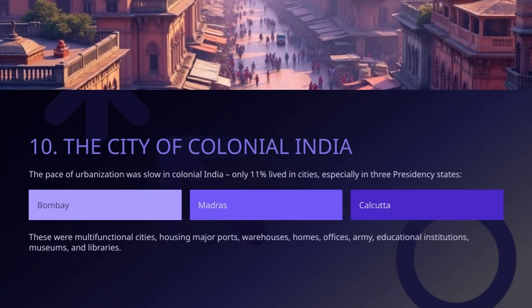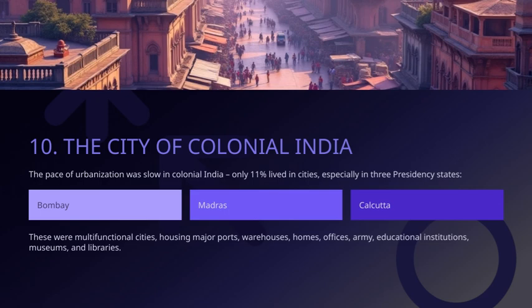Let's take a closer look at some of the key cities during colonial India. Calcutta and Madras, for example, were truly multifunctional urban centers. They weren't just places where people lived, they also housed major ports, which facilitated trade and connectivity. These cities had warehouses to store goods, homes and offices for residents and businesses, and even institutions like schools and government offices. Additionally, they were home to army barracks, museums, and libraries, making them vibrant hubs of economic, military, and cultural activity. Moving on to Bombay, we see a different aspect of urban development.